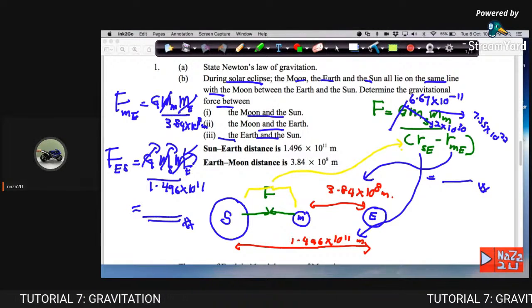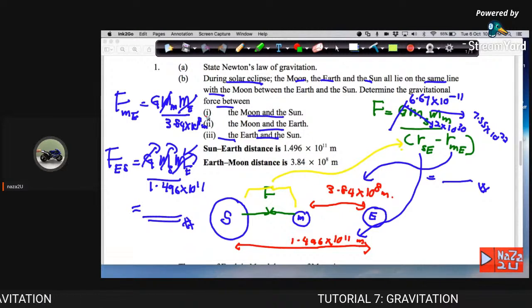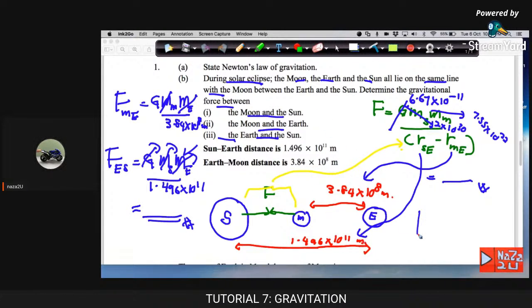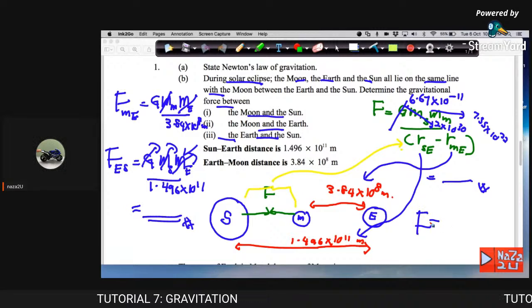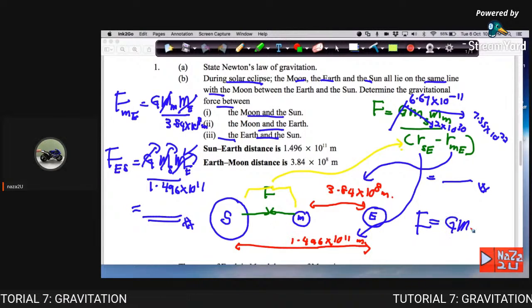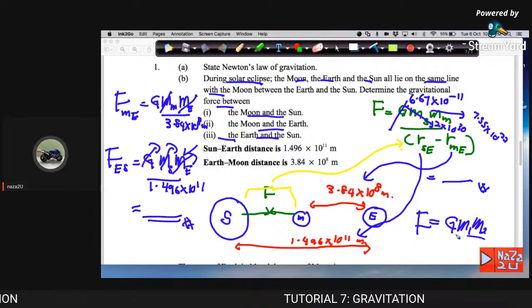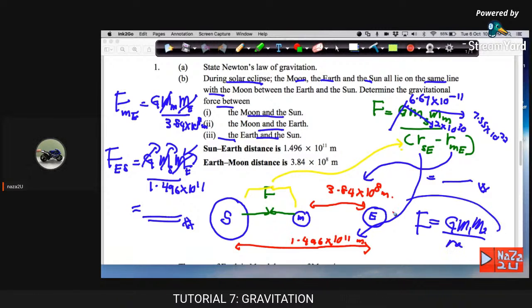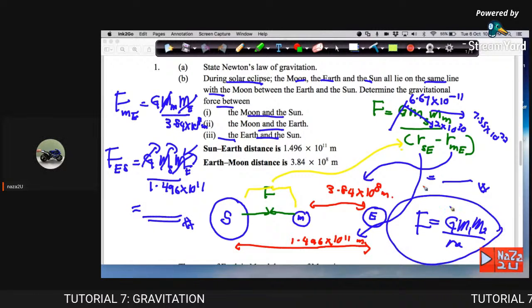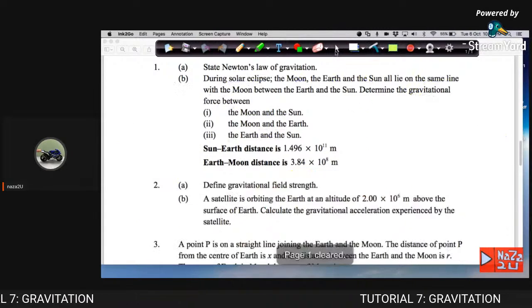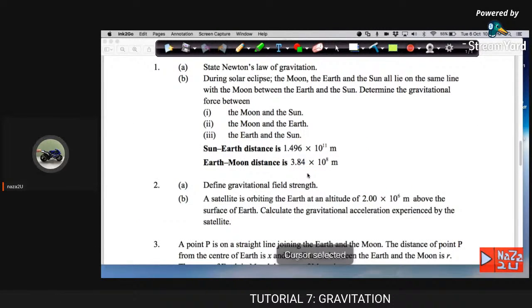And number 1 dia cuma nak menguji apa? Rumus, penggunaan rumus gravitational force, G m1 m2 times r square. Dia cuma nak menguji penggunaan rumus ni saja. Okay, so continue to the question number 2.